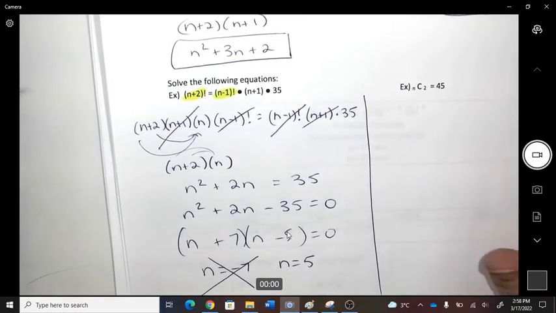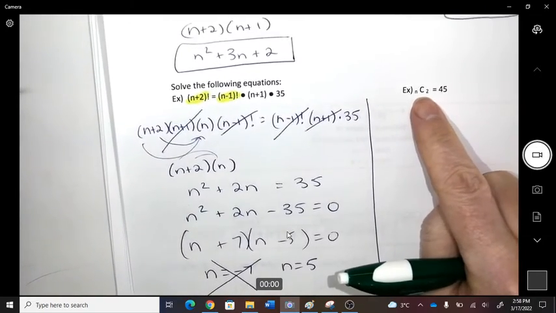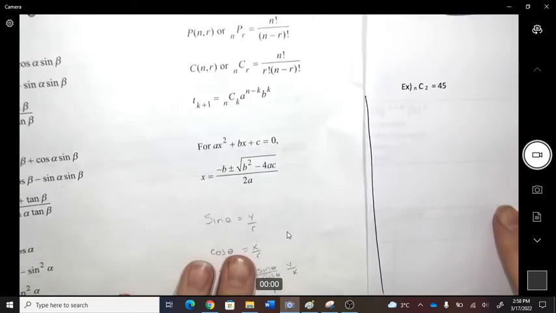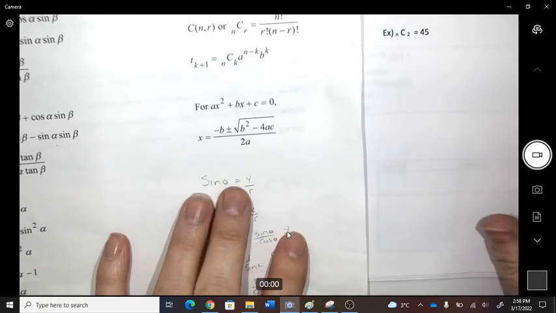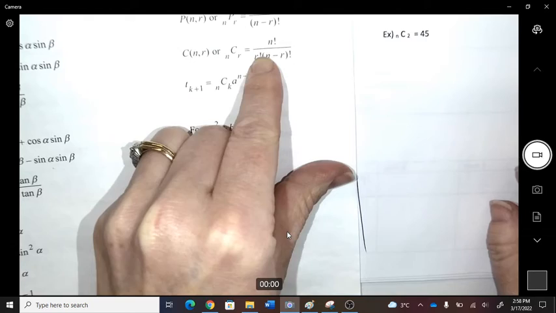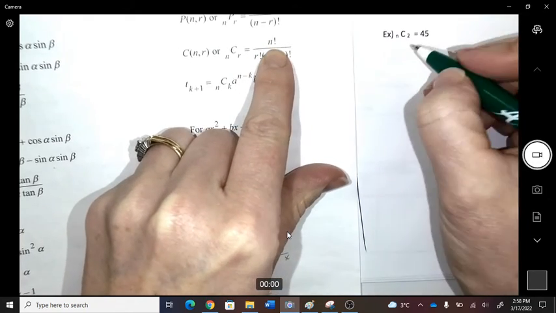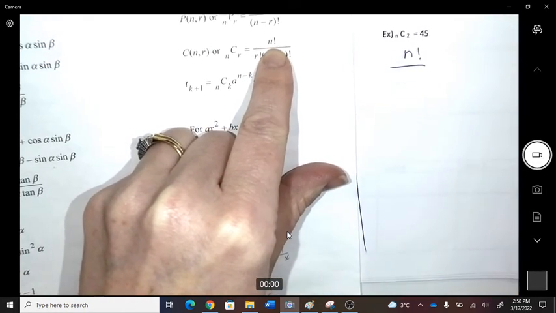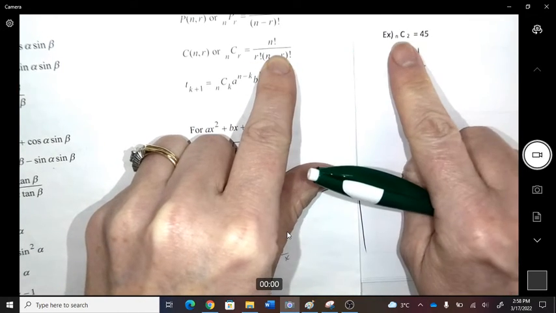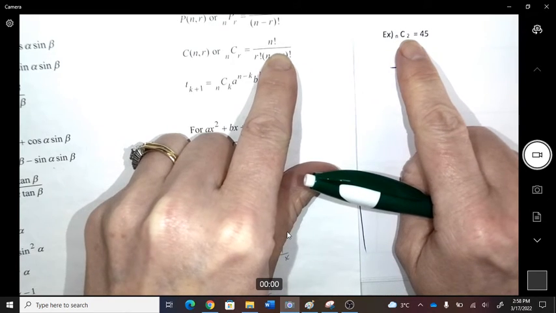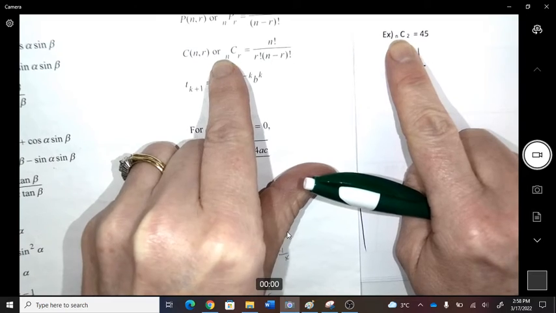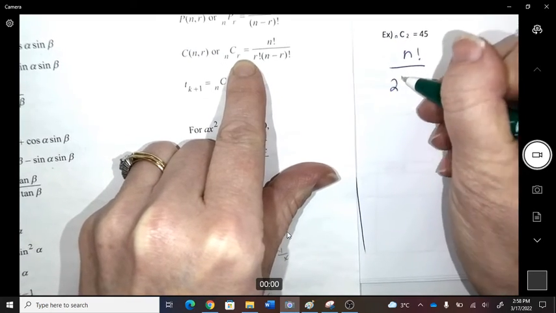Okay, the last example. NC2. Grab your formula sheet. Okay, so NC2. So n factorial over. Wait, NC2? Okay, so sorry, there's something funny. n is just n, right? The r is a 2, so 2 factorial.